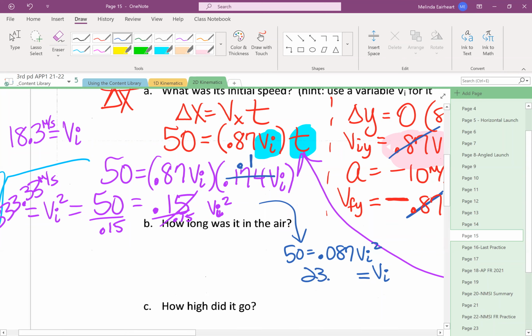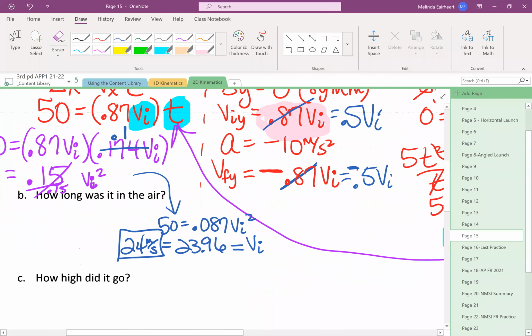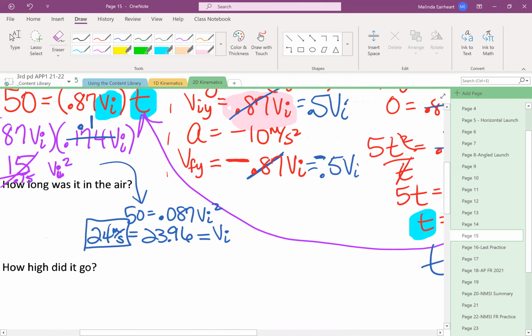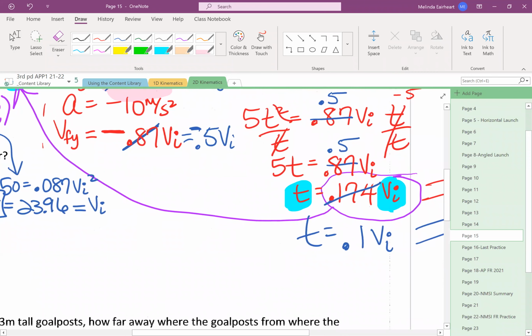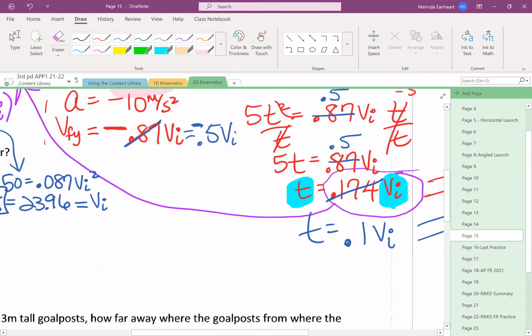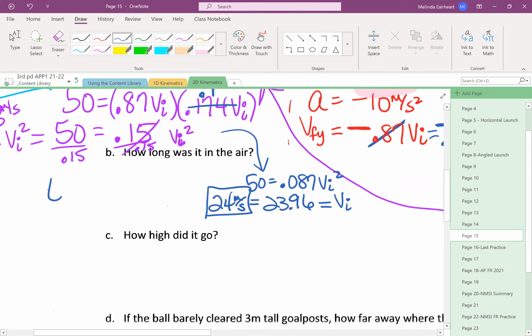Okay, so now I feel better. 23.96, in other words, 24 meters per second. And so that's our answer for A. Good deal. Now B is going to go quicker. How long is it in the air? We know that T equals 0.1 times VI, but now that I know 24, can't I plug it in? So 0.1 times 24 would be 2.4 seconds.